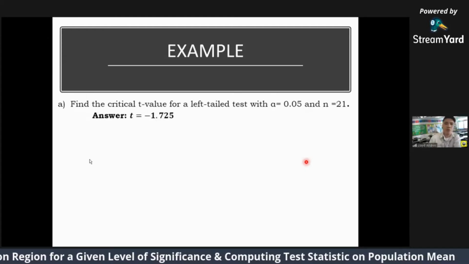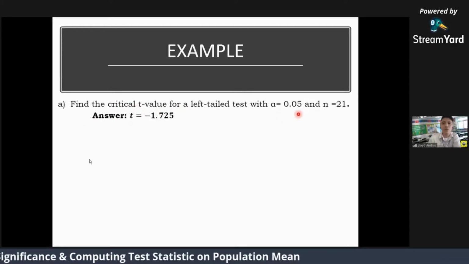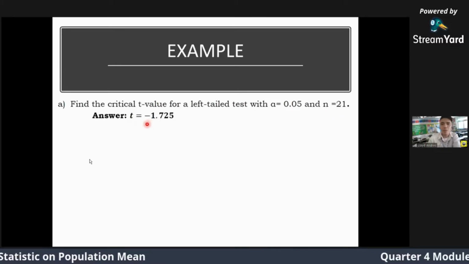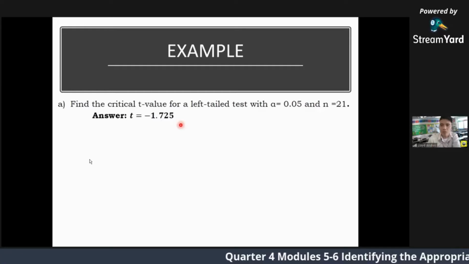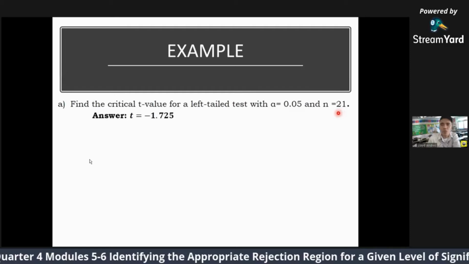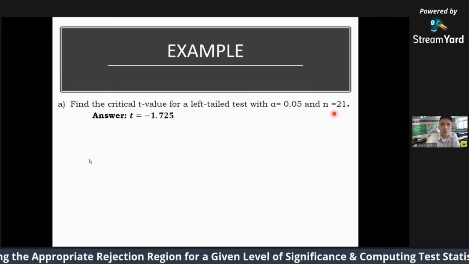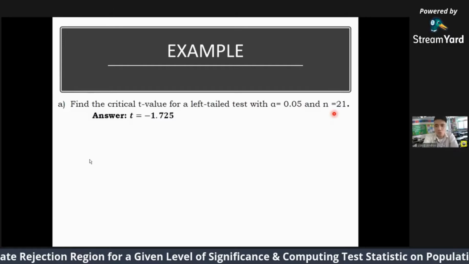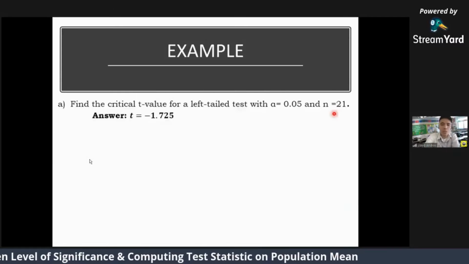So, example, find the critical value of the left tail test with alpha 0.05 and n is 21. Yun sa pagka-come up si negative 1.725. So, again, tanaw nimo si alpha na 0.05 and n nimo is 21. So, since n is 21, therefore 20 atong degree of freedom. Nano ganin 20? Because n minus 1 ang degree of freedom. So, adto ta kay 20.